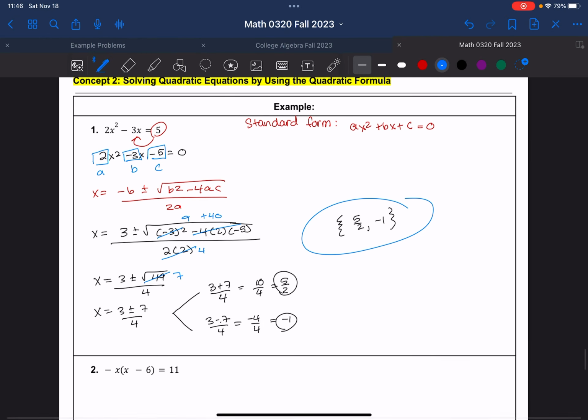And we would have found the same exact answer if we were to use the factoring method, the AC method, and then factor by grouping. We would have gotten the same answer. This is just another way to get our solutions to these quadratic equations.